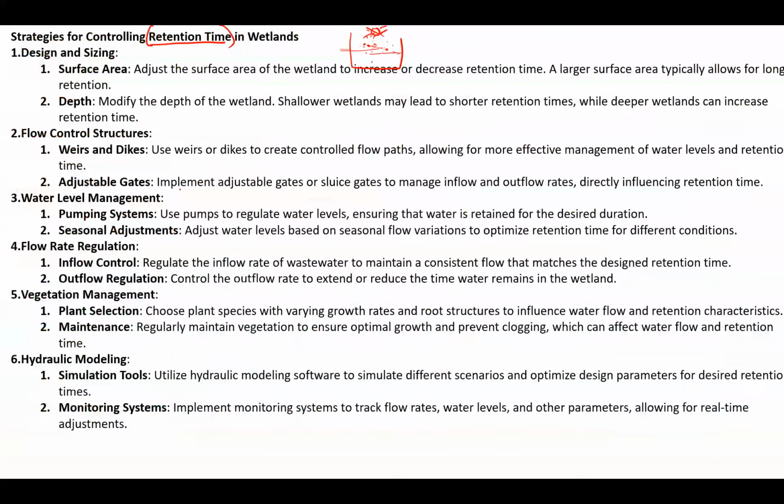Here you can read some of the parameters by which we can control the retention time. First of all, design and sizing, which depends on the surface area and how it affects the flow rate. Here you can see a larger surface area means longer retention time. Depth also matters: if you have more depth, then you get more retention time. Otherwise, if it is shallow, like this one, it gets less retention time, and this particular model gets more retention time.